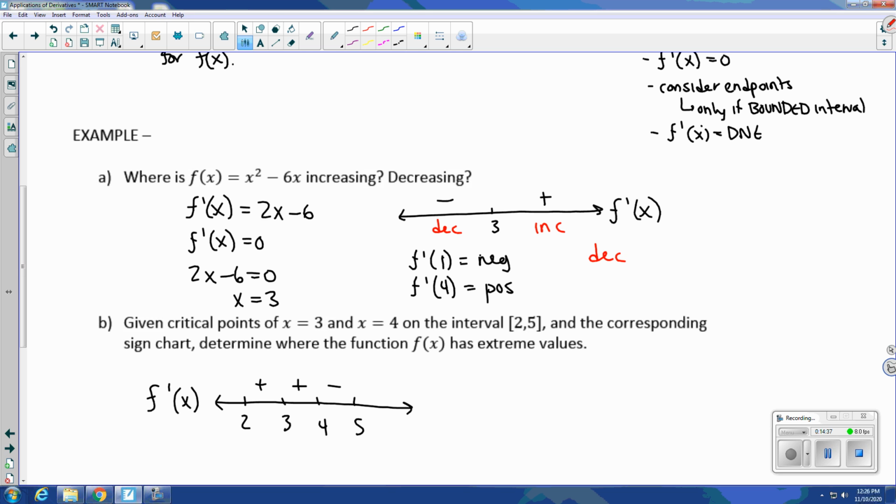So to answer the question, f of x is decreasing from negative infinity to 3 and increasing from 3 to infinity. And if we wanted to add a second part to this question, because it goes from decreasing to increasing, we can also identify that 3 is a minimum.